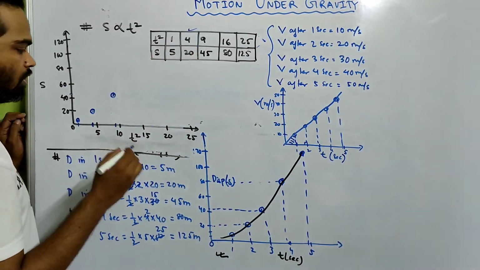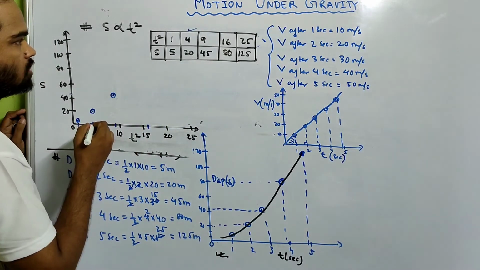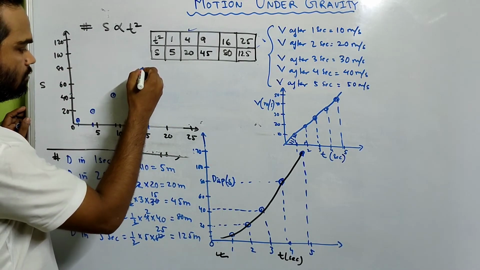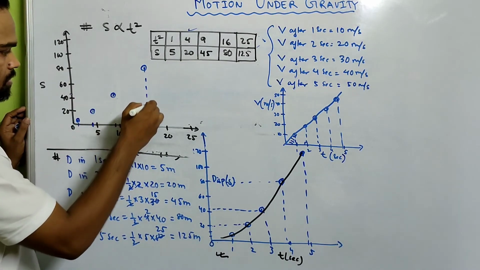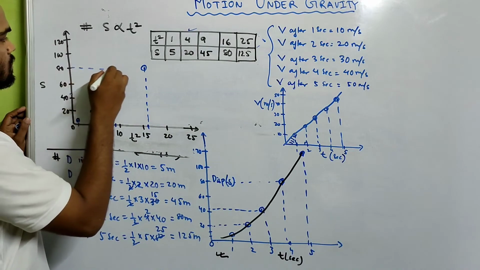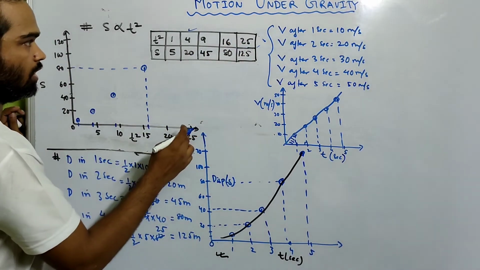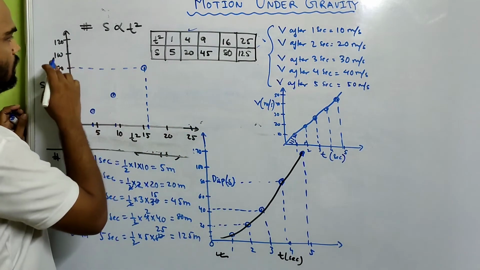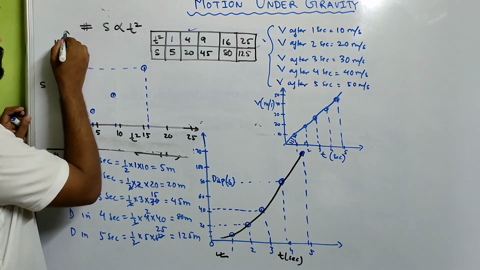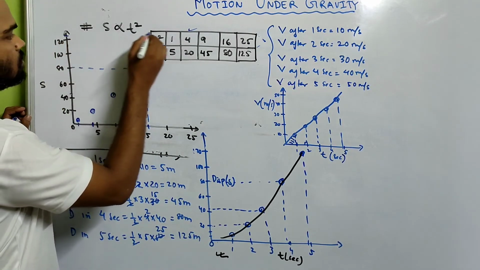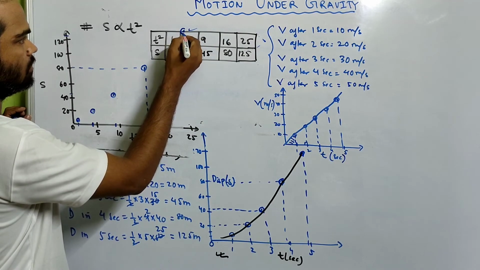Then your t square is 16. 16 is over here. And your S is what? 80. 80 is over here. So somewhere over here. Yes. See? 16. This is 80. When your t square is 25, your S is 125. This was 120, so 125 somewhere over here. So somewhere over here we are getting it.